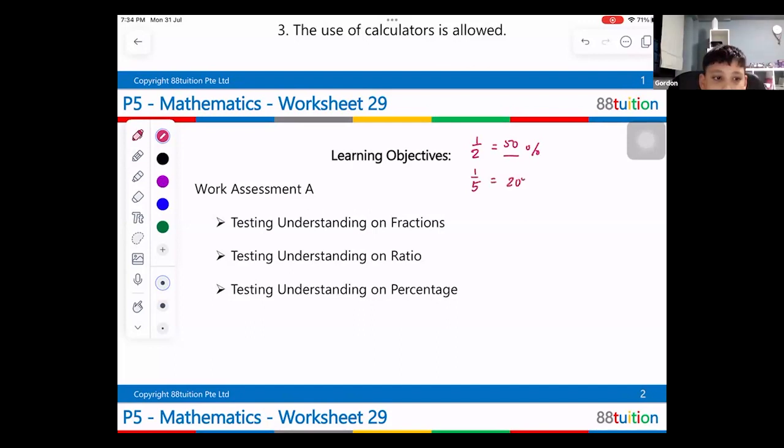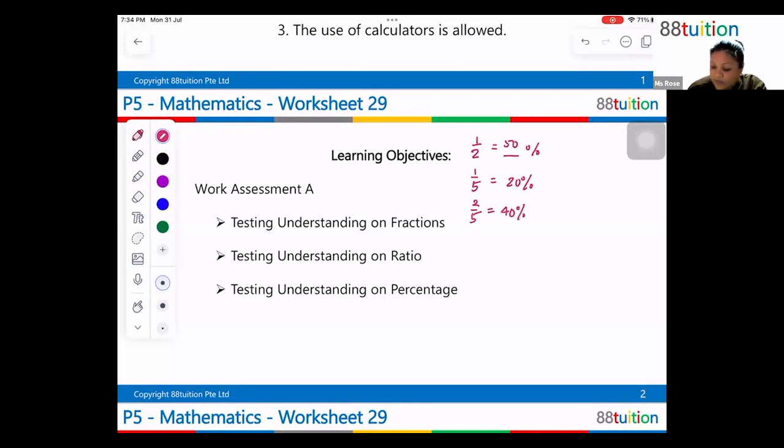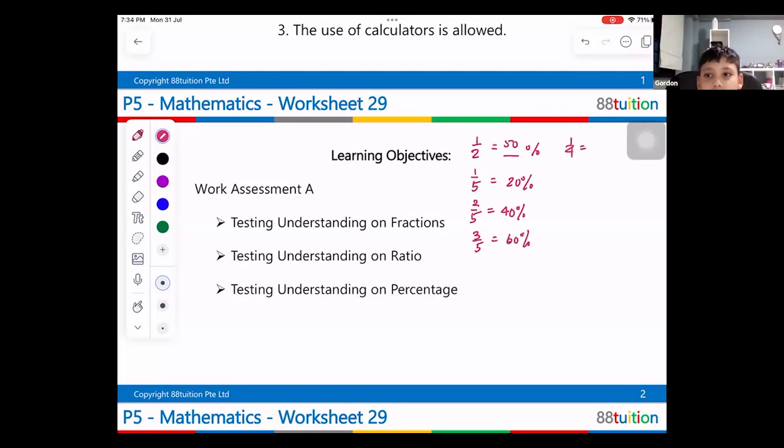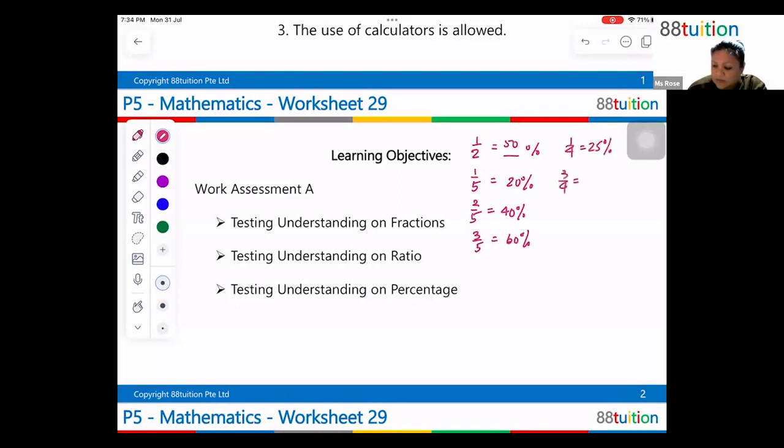20%. And 2/5 would be 40%. 3/5 would be 60%, yes. 1/4 is 25%. And 3/4 will be 75%, yes. Okay, so you must be very quick with this.